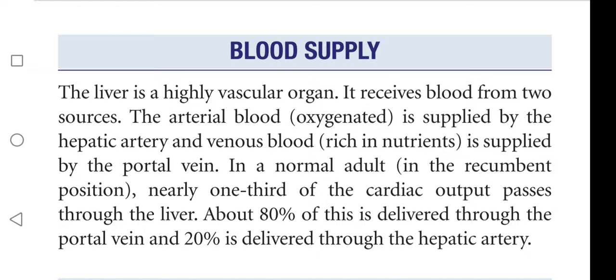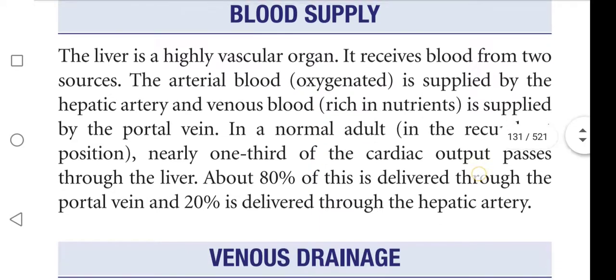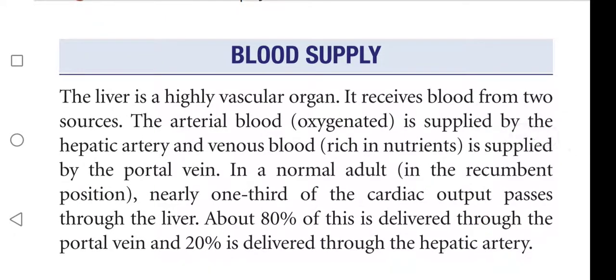In a normal adult, in the recumbent position, nearly 1/3 of the cardiac output passes through the liver. About 80% of this is delivered through the portal vein and 20% is delivered through the hepatic artery.